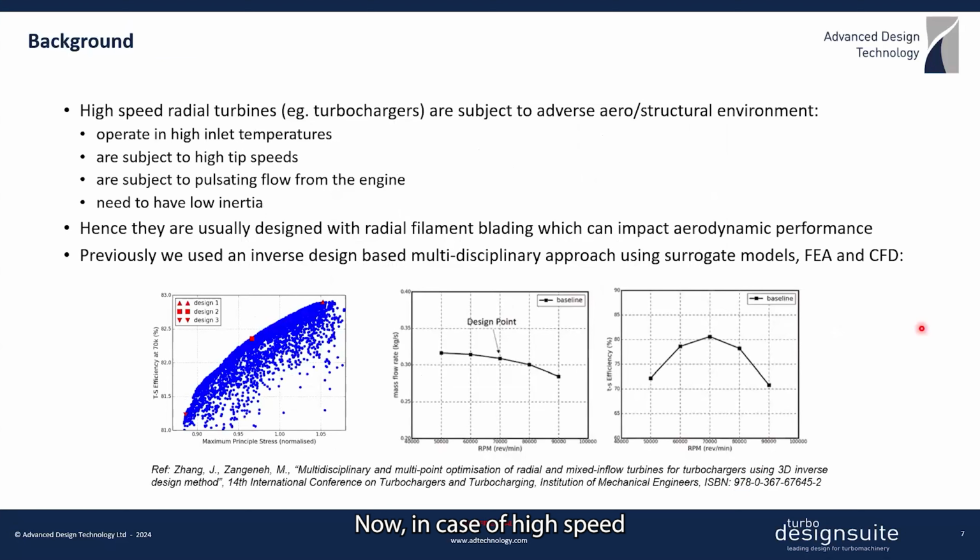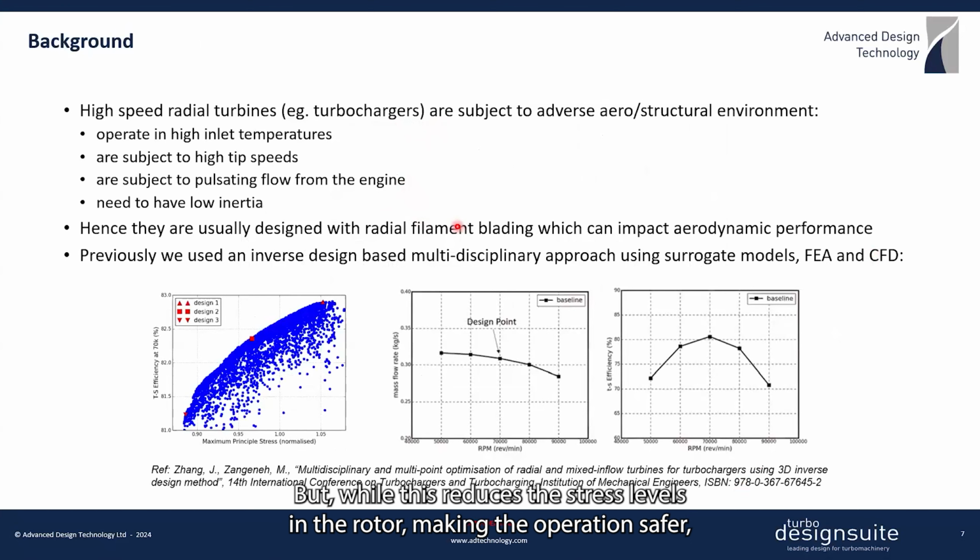Now, in case of high-speed radial turbines, like those used in turbochargers, they operate under a very demanding environment. And so it's a common practice to use modifications like radial filament. But while this reduces the stress levels in the rotor, making the operation safer, it also takes a heavy toll on its efficiency.